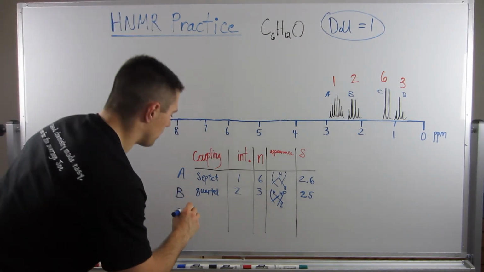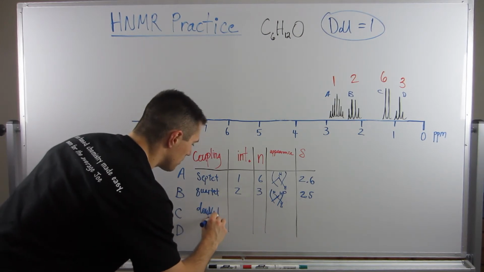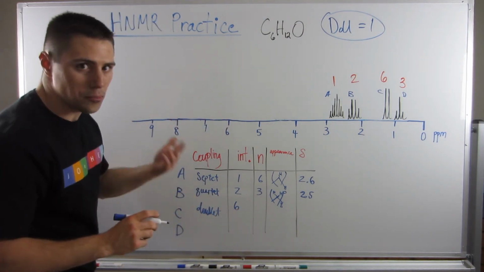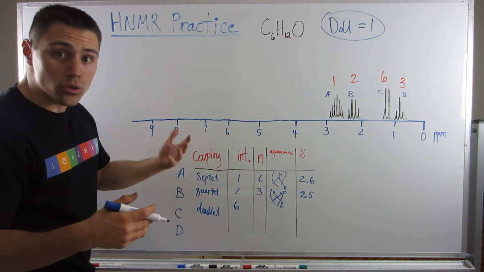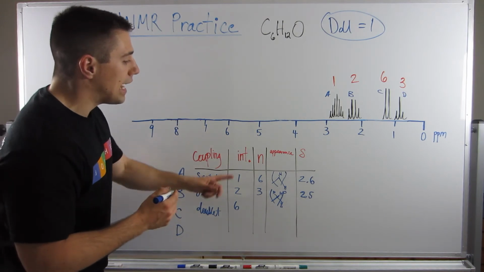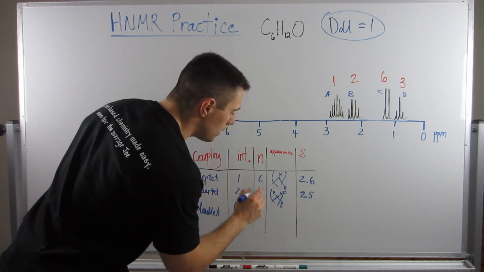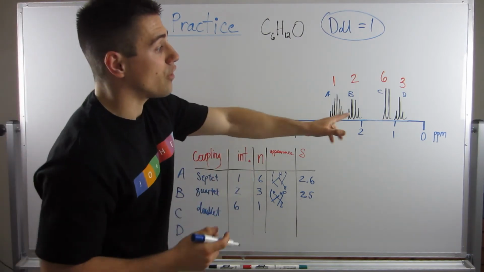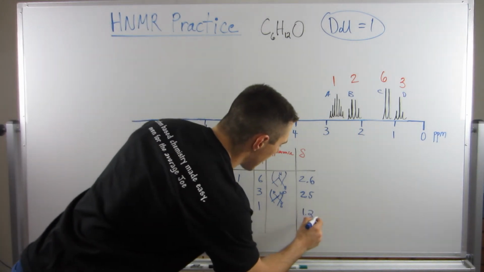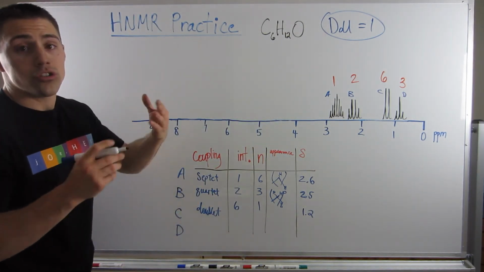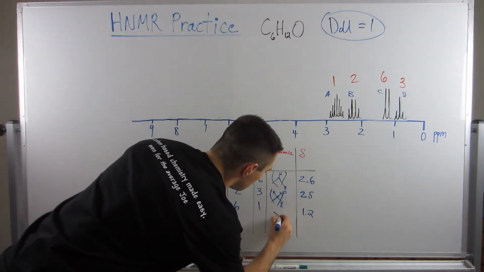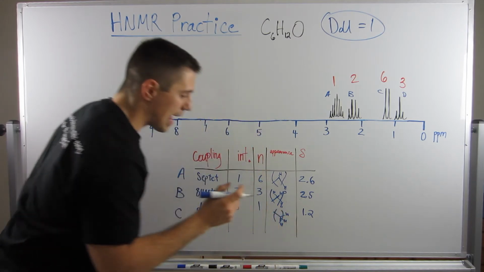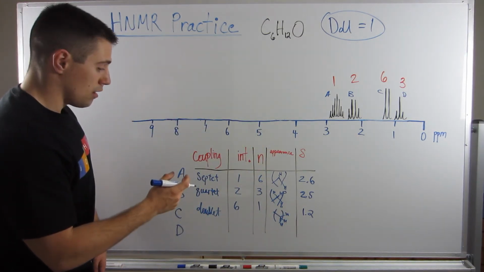C, what do we got? We got a doublet. That means, or integration of 6, right? So this is going to correspond to more than 1 peak, probably 2, 3 integration numbers. And all right, we're a doublet. That means we have 1 neighbor. So if we have 1 neighbor and integration of 6, we're very close to a 1.2 or something like that. This is probably going to be 2 terminal methyl groups of some sort. So probably a CH3 on the end, something like that. Okay, so that was C.